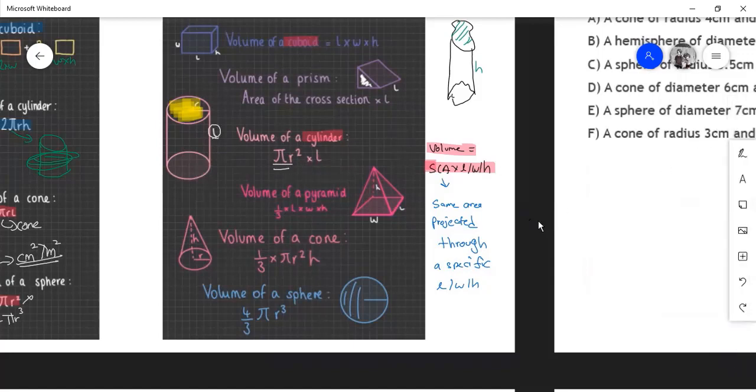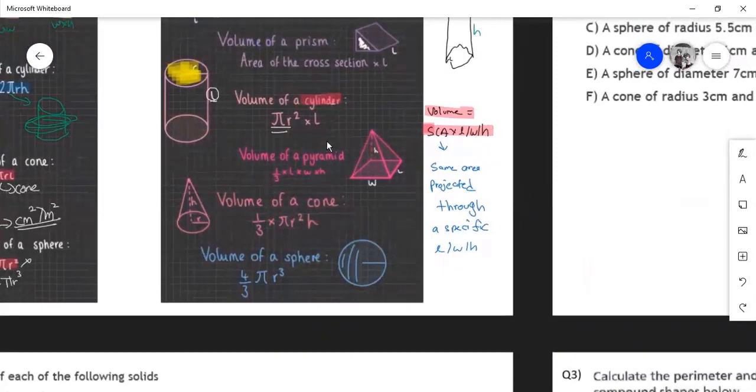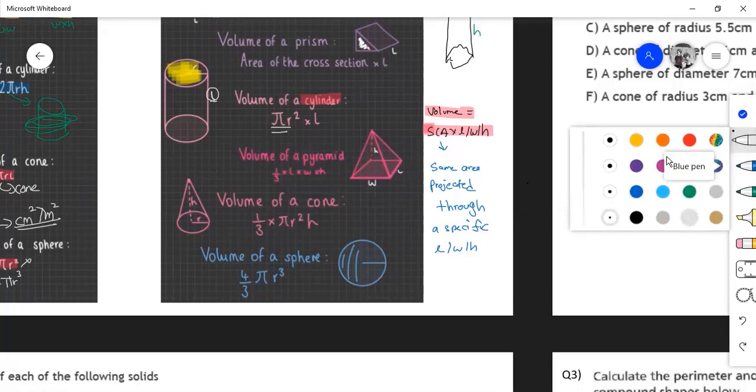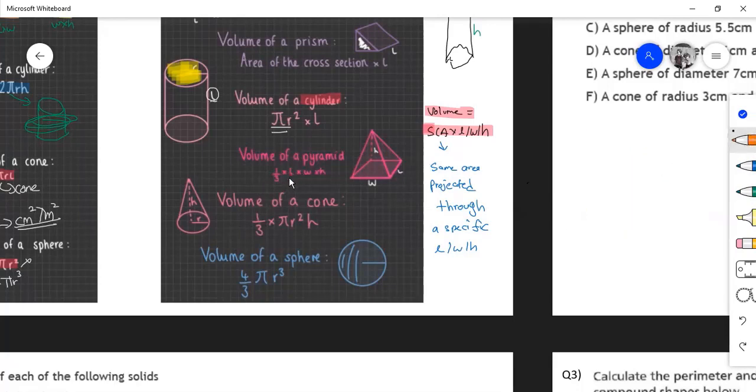Okay, now next one, volume of a pyramid. Volume of a pyramid is a bit different because a pyramid is not being extruded by a certain specific same amount of cross-section area. So pyramid is a bit challenging. They have a formula and you need to remember the formula. It's 1 over 3 times length. The length must be the perpendicular length. Please take note of this. Okay, your length has to be the perpendicular.